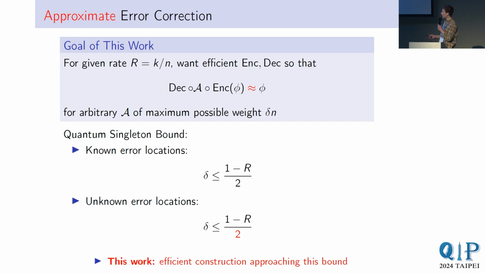And in this work, we show that these upper bounds are basically tight. I mean, that was already known. What we really give is an efficient construction of quantum codes that approach this bound. So we show that once you relax from exact error correction to approximate error correction, it doesn't matter whether the errors happen in known or unknown locations. There exist efficient encoding and decoding algorithms for quantum codes that correct up to the singleton bound in terms of the number of errors.